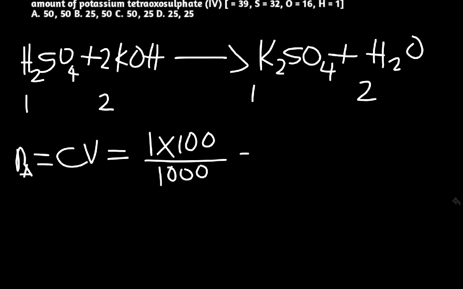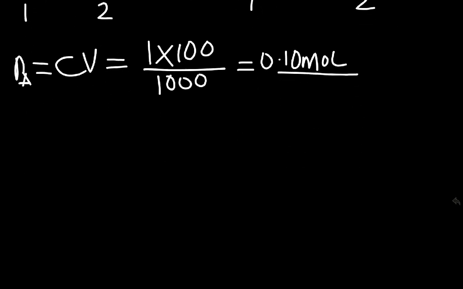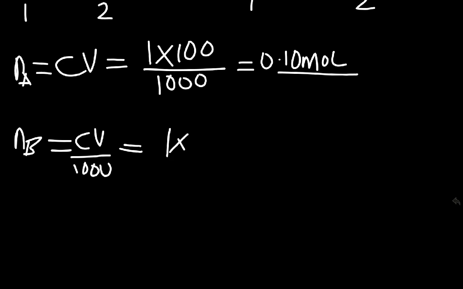Okay, so our answer here is 0.10 mole. So this is the mole of the acid. Next, we'll solve for the mole of the base. To solve for the mole of our base, which is our third step, we'll make use of the same thing again, over 1000. Now this will be 1 times the volume of the base given was 50, right? Divide by 1000. You arrive at 0.05 mole.